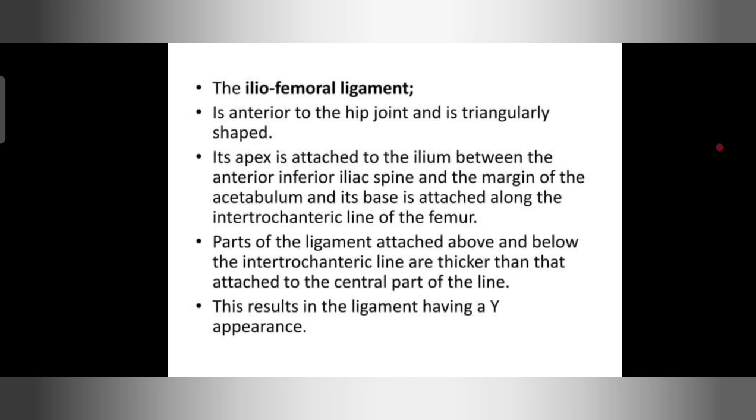So, in this presentation, we'll talk about the hip joint ligament. So, first ligament is the iliofemoral ligament. So, iliofemoral ligament is anterior to the hip joint and is triangularly shaped.